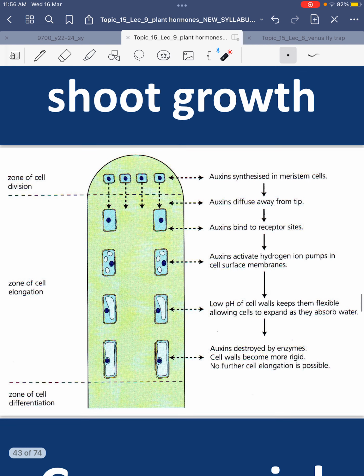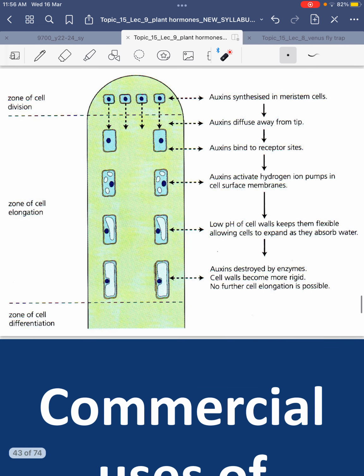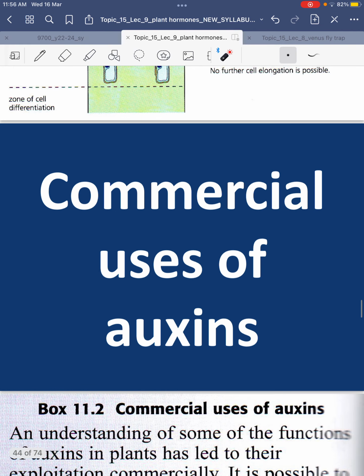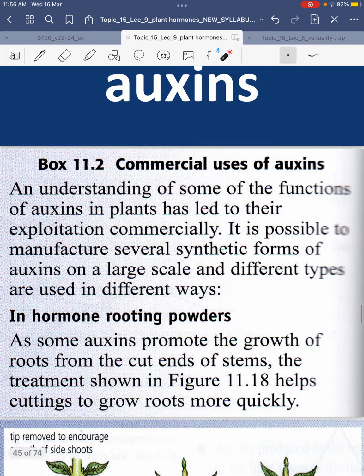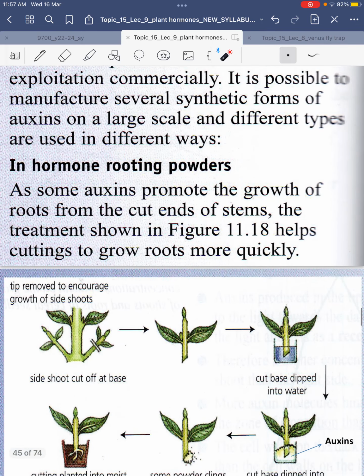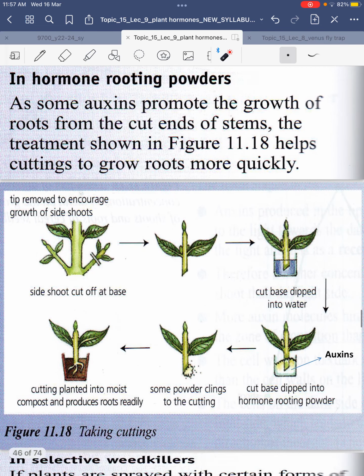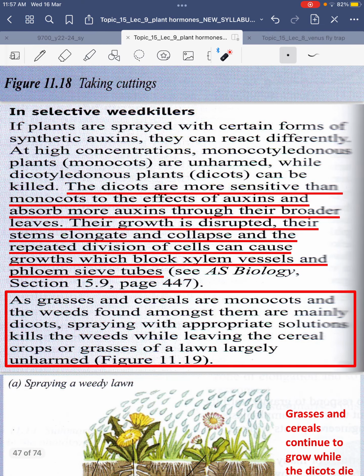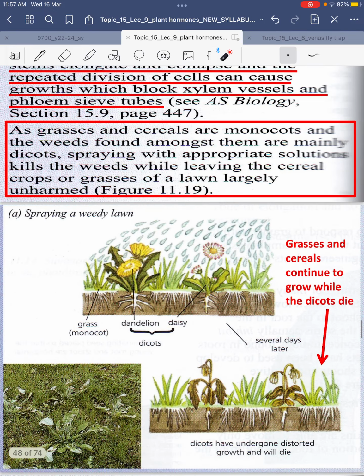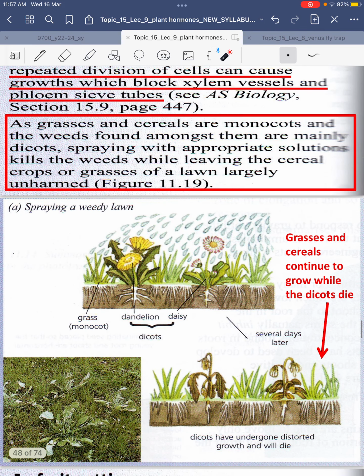Yeah, I think that's it for Thursday lesson. I think the Gabrielians will continue on Saturday. Okay, commercial uses of auxin. This is just not in your syllabus, but there are many other functions of auxin. Yeah, such as rooting powder, meaning to promote development of roots, and weed killers. Yeah, selective weed killers. It doesn't kill grass, but it kills the dicotyledonous plant, yeah, like this one here. So auxin actually kills dicot plants here.